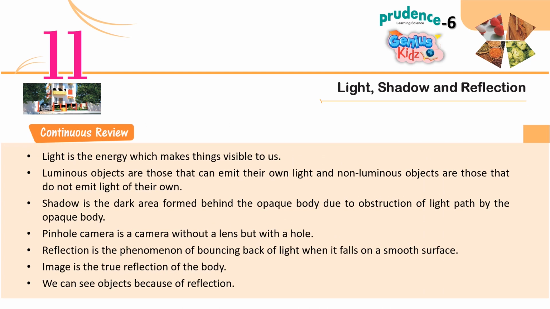Continuous review. Light is the energy which makes things visible to us. Luminous objects are those that can emit their own light, and non-luminous objects are those that do not emit light of their own. Shadow is the dark area formed behind the opaque body due to obstruction of light path by the opaque body. Pinhole camera is a camera without a lens but with a hole. Reflection is the phenomenon of bouncing back of light when it falls on a smooth surface. Image is the true reflection of the body. We can see objects because of reflection.